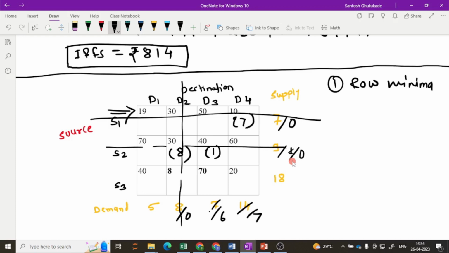Now similarly we will go for the third row. In the third row, the minimum value is 20, where 18 is the supply but 7 is the demand. So we will provide 7 here. So this will become 0 and the remaining supply is 11. Now this column is cancelled.